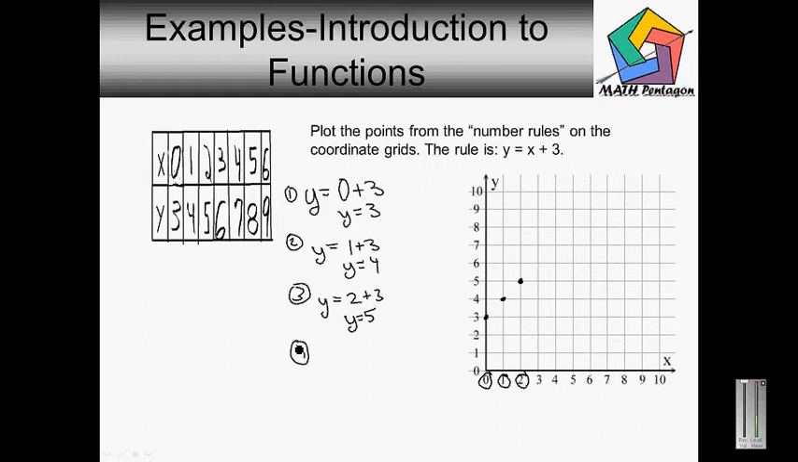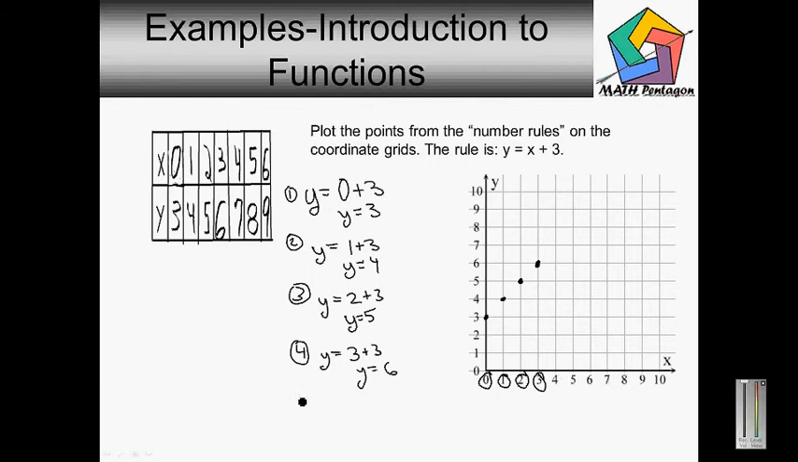Okay, let's go to the fourth column. We have y equals, our x would be 3 plus 3, and our y would equal 6. So the x is 3 and our y is 6. So we plot the point right here because it hits the y-axis, the 6.